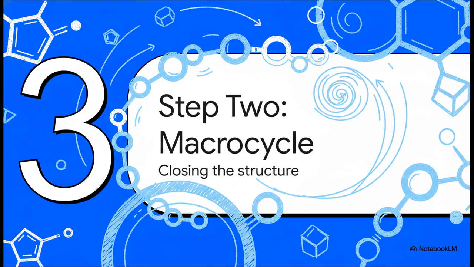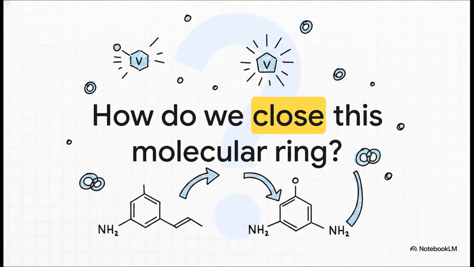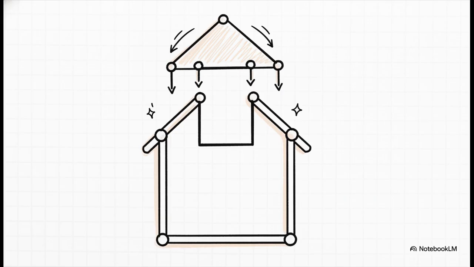Which brings us perfectly to section 3, step 2, the macrocycle, where we focus on closing the structure. Okay, so looking at those exposed red NH2 groups just hanging at the bottom of our intermediate, the million-dollar question is, how do we actually close this molecular ring to finish the structure? How exactly do we seal that gap? Well, the answer is step 2 on our checklist. We add the beta-diketone.